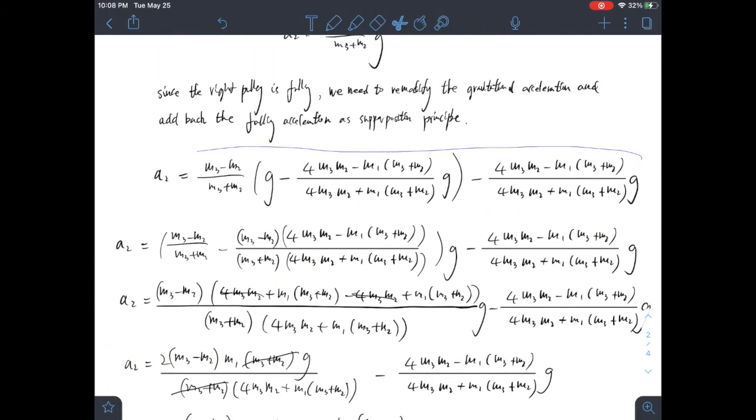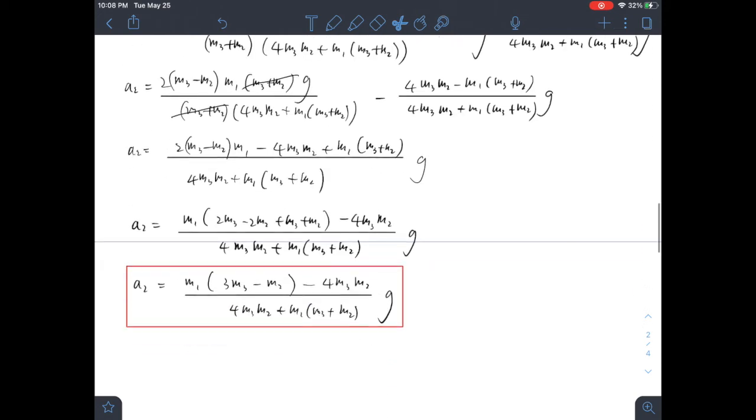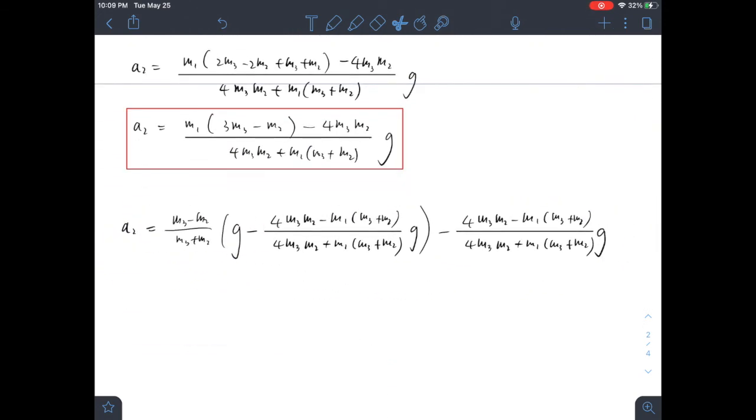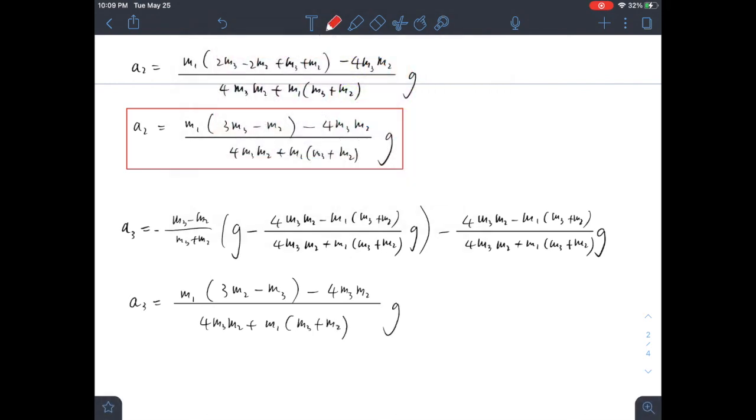And A3 is very similar to A2. I just copied it down because we know A3 is moving in the opposite direction to A2, assuming that the pulley is not falling. So we just put a negative there. Remember, the algebra is pretty similar. For the sake of time, we're not going to repeat it, so let's just tell you the result. A3 will be equal to M1 times (3M2 minus M3) minus 4M3M2, divided by 4M3M2 plus M1 times (M3 plus M2), times G. And there's a symmetry there.